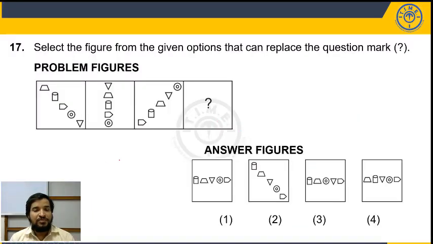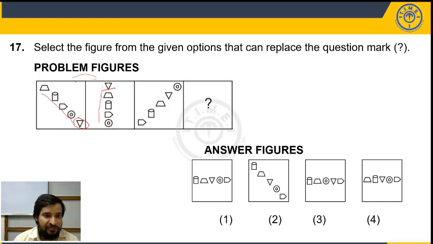Now we see the next question. Select the figure from the given options that can replace the question mark. Now, by observing the problem figure, we can say that from one frame to another frame, the entire set of elements moved by 45 degrees in clockwise direction, and the bottom element moves to the first position, and all the remaining elements move to the next position.